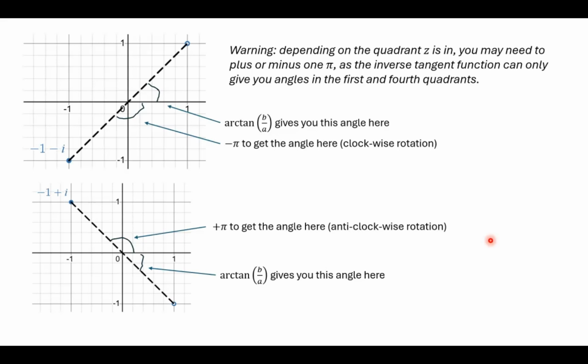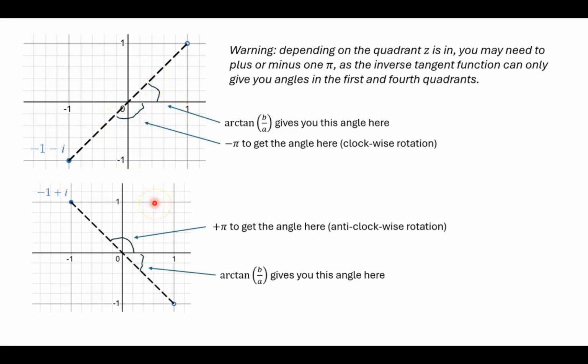So if you have a complex number in the third quadrant, in this case, like -1 minus i, you need to minus pi to shift the first quadrant result given by the arctangent function to the third quadrant. So if you just calculate b over a, because b and a are both negative, their quotient will be a positive number, and the arctangent will give you this angle. It's a positive angle, and you need to minus pi to get to there.